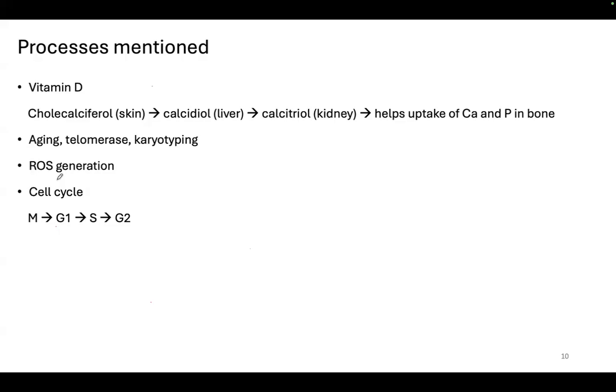ROS generation was also discussed a little bit: we have O2, that we are using O2. So reactive oxygen species can be generated, which are not great, which can lead to DNA damage. That's why they're not great. Mutations, and so on and so forth.